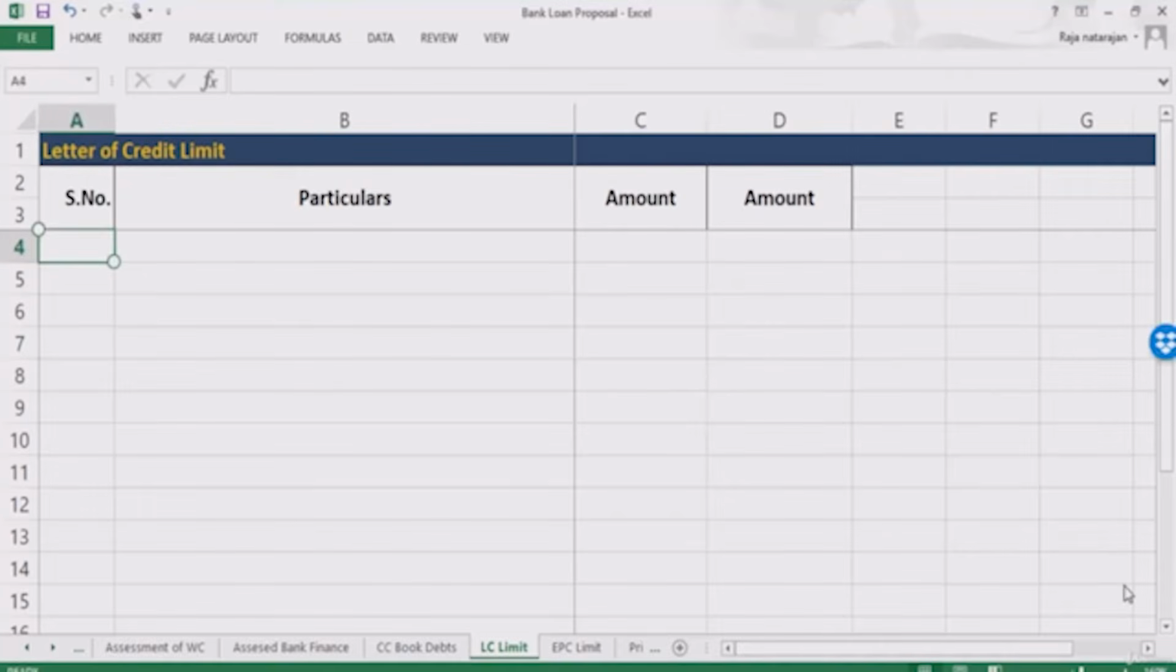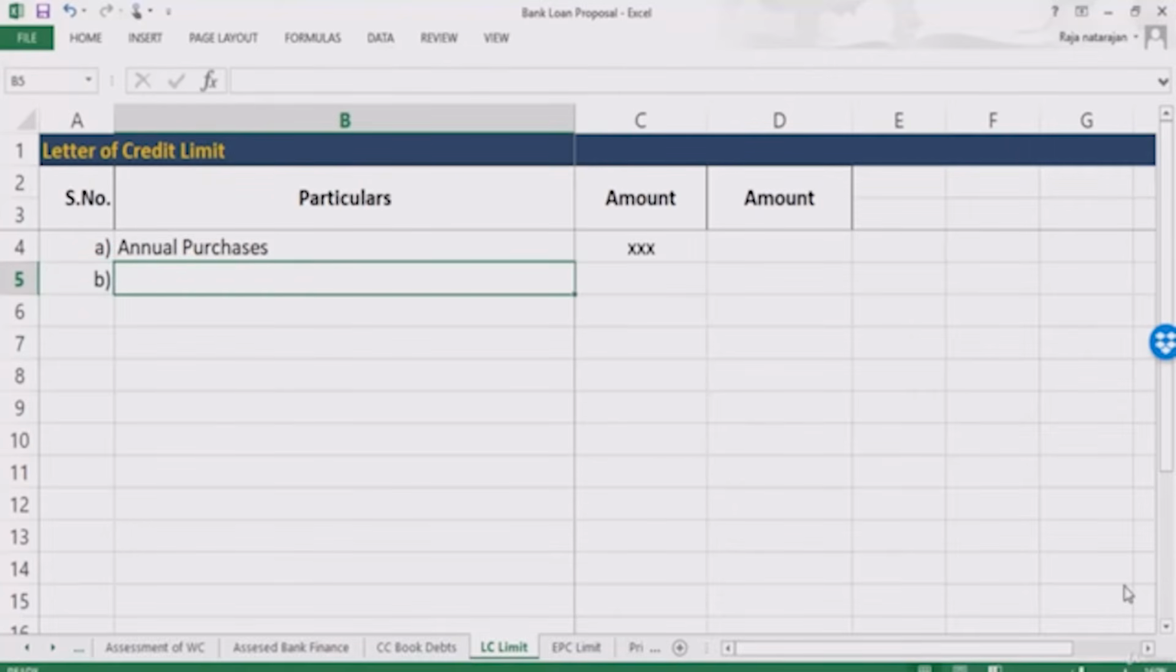It is purely linked with purchases. So first let's capture what will be annual purchases. Annual purchases, but not all purchases will be made on credit. There will be some cash payment, there will be some advance payment, there will be some purchases on credit without LC also. Okay, so we should know how much purchases are expected to be made under LC.